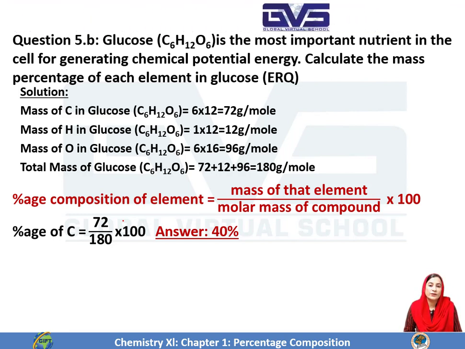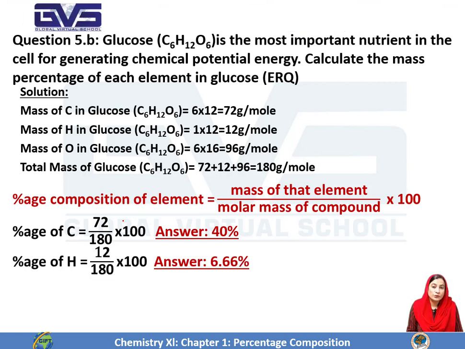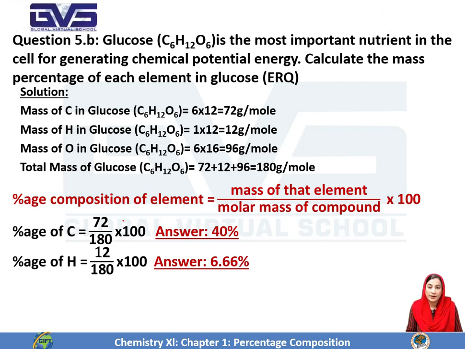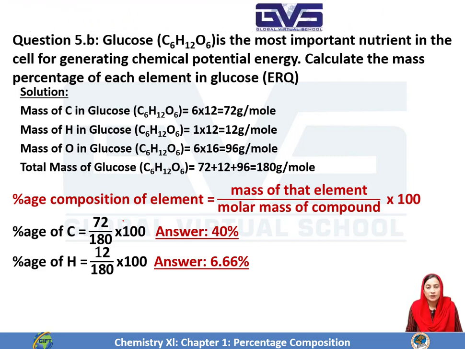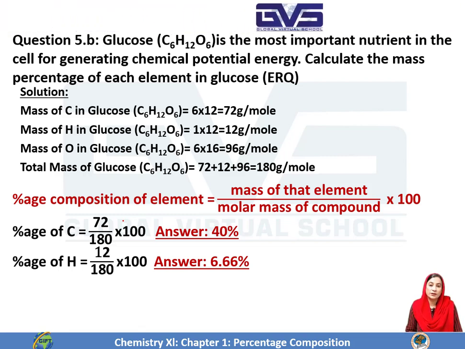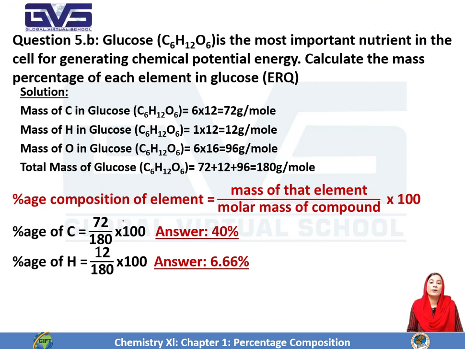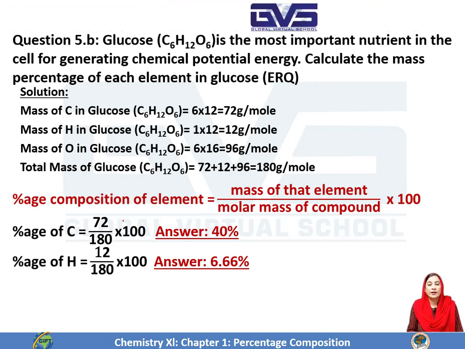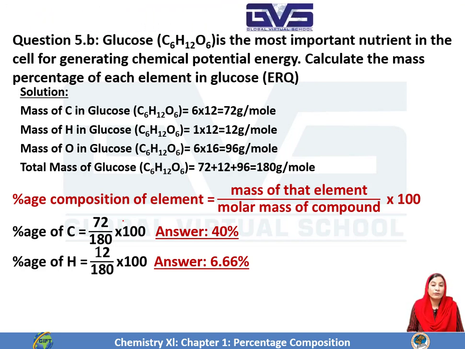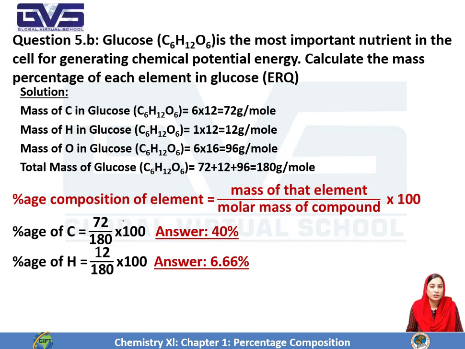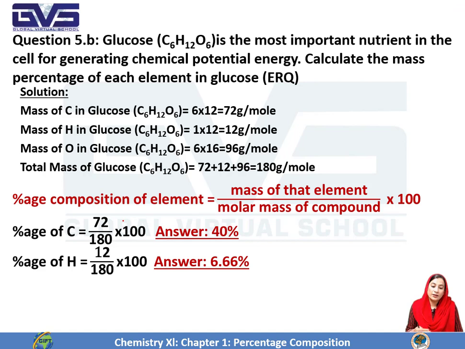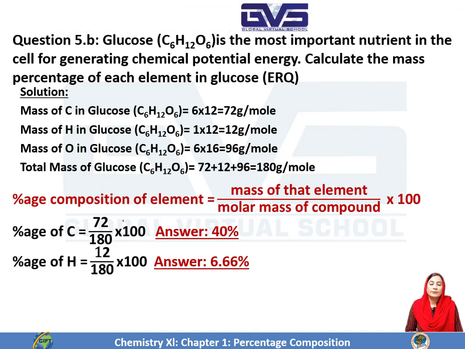Similarly, calculate the mass of hydrogen. The total mass of 12 hydrogen is 12, divided by the total mass of the compound 180, multiplied by 100. The answer is 6.66%. So hydrogen by mass in this compound is only 6.66%. Otherwise you can see there are 12 hydrogen and 6 carbon and 6 oxygen. Oxygen and carbon are half of the hydrogen, but actually we have to calculate the percentage composition. So as a percentage composition, hydrogen is 6.66%.